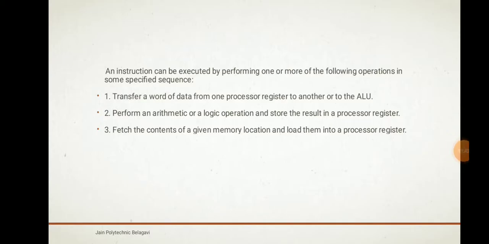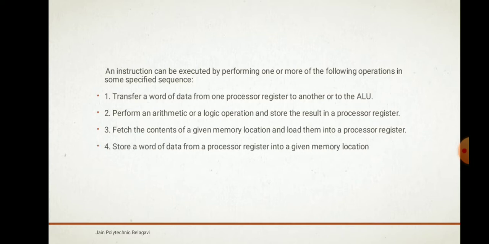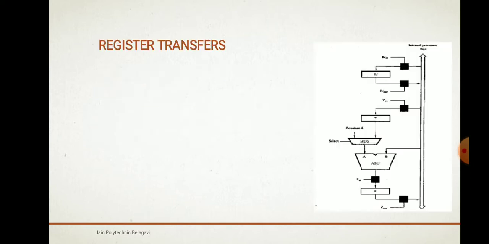Now the third step is to fetch the contents of a given memory location and load them into a processor register. The fourth step is to store a word of data from a processor register into a given memory location. Now let us see how the transfer of content from one register to another takes place.